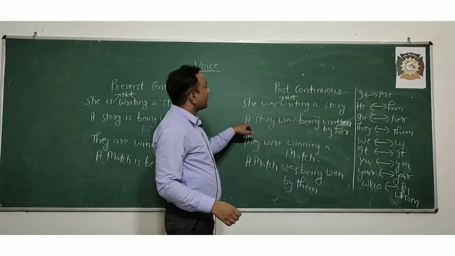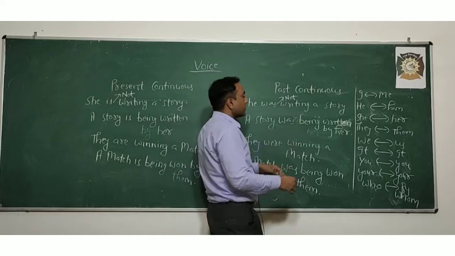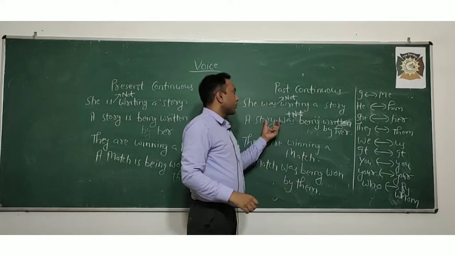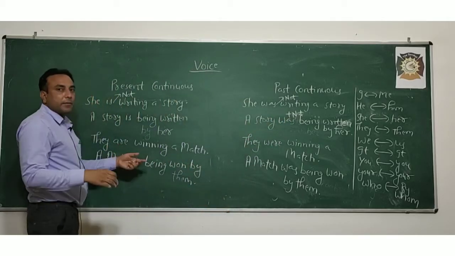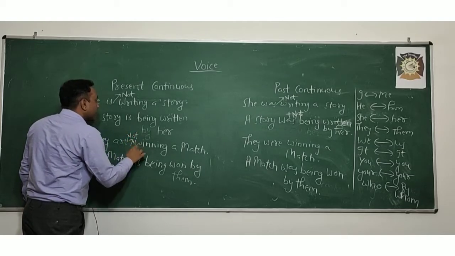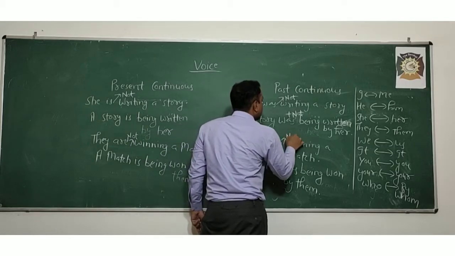By her. So if we have to make it negative, a story was not. After was we will add not. A story was not being written by her. In the same way, they are winning a match. They are not winning a match. You will add not here. They are not winning a match. And they were winning a match. They were not winning a match.